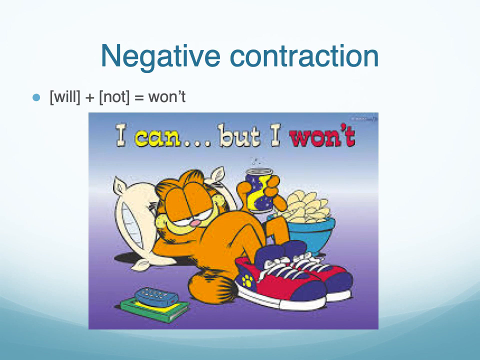This one's a little bit trickier, but you'll hear and see this all the time in English, won't. So we have Garfield here, Garfield the cat, and he says, I can, but I won't, or I will not. So he's being very lazy, and he's saying he won't do these things. He can, but he won't.